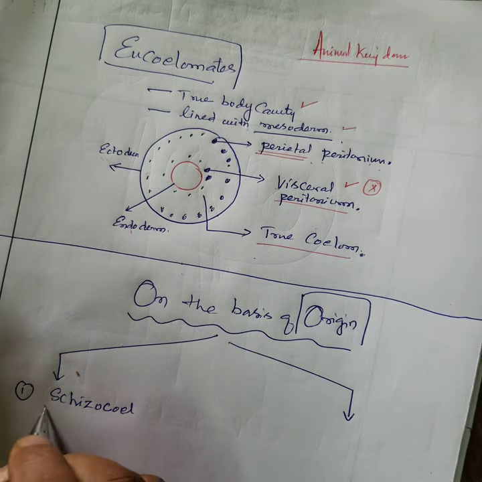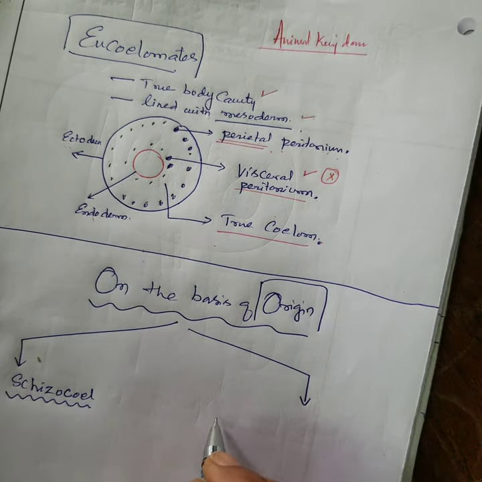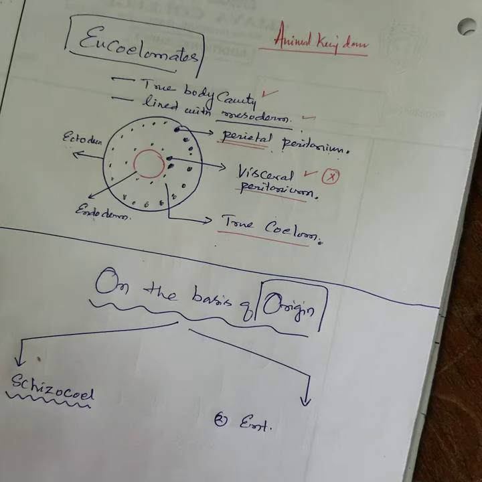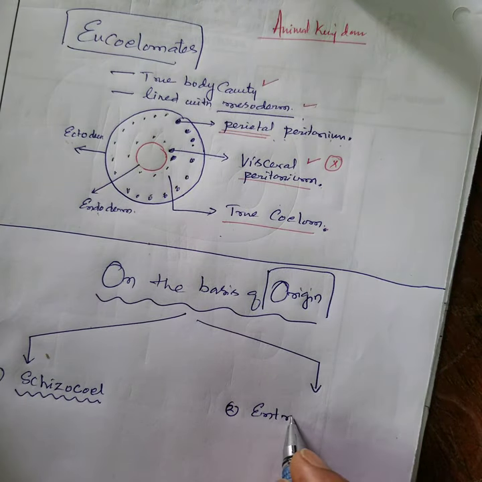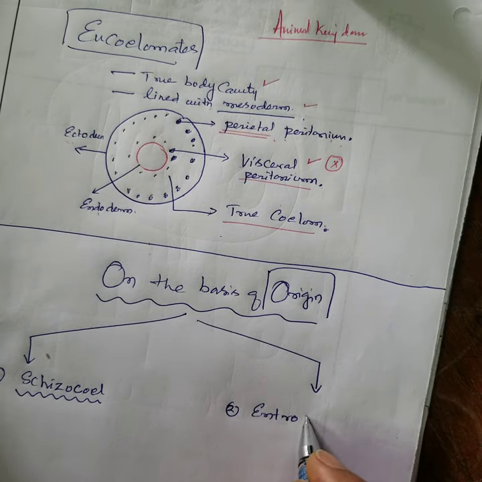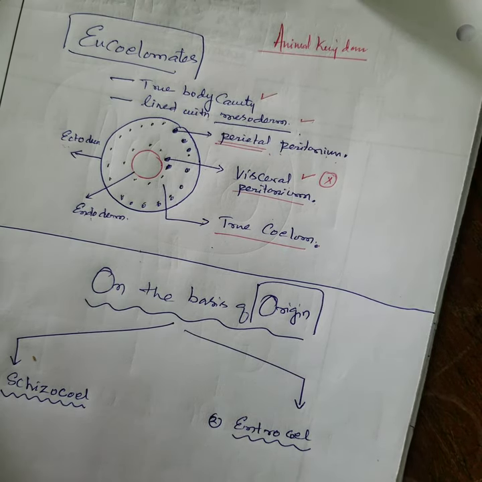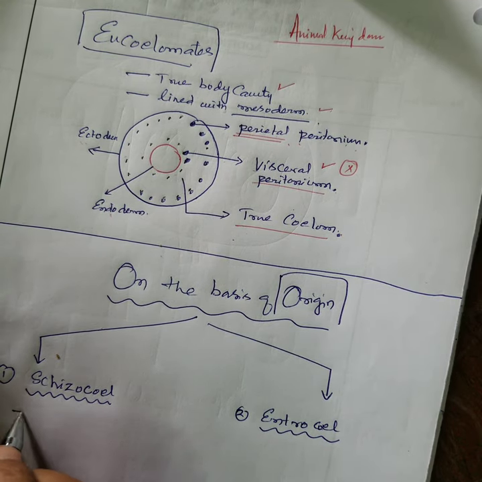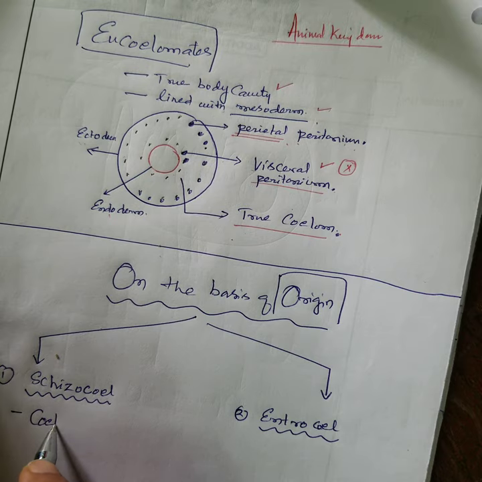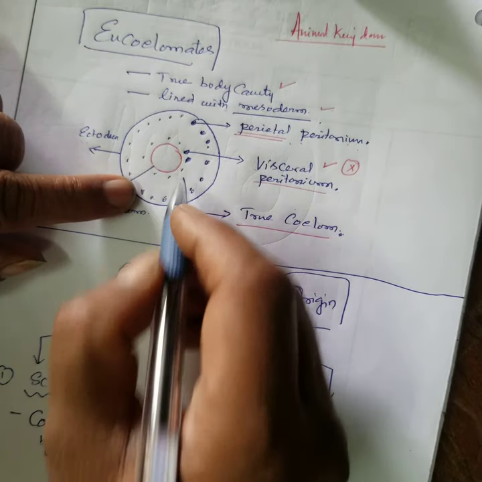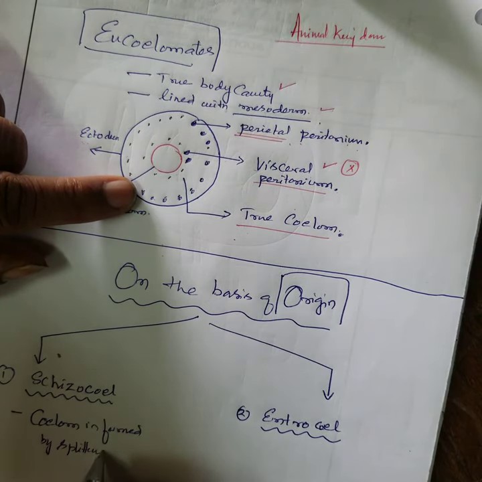Schizocoel and enterocoel. Here you put, what, enterocoel, it is divided into two parts. Here the coelom is formed by splitting. It splits here inside. Here it split by splitting of mesoderm.